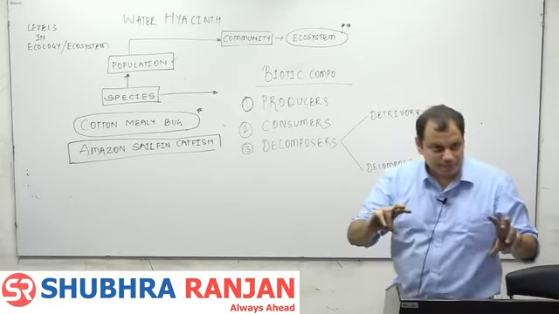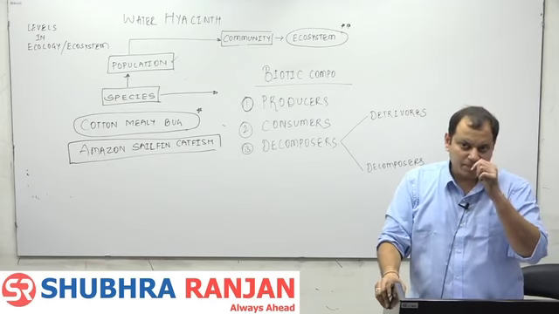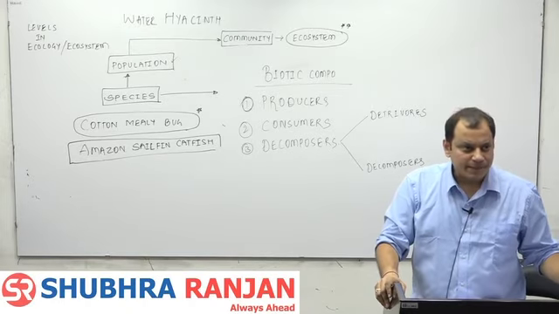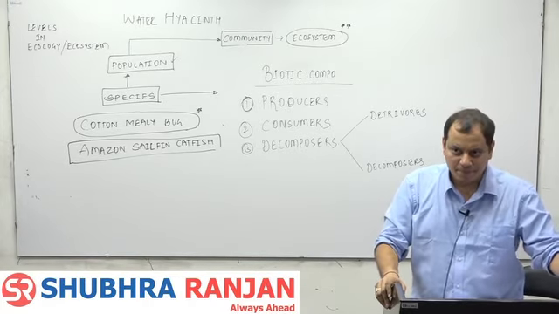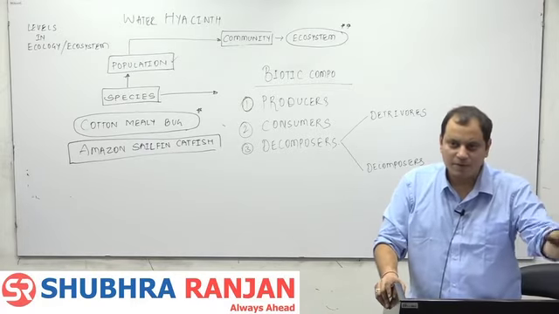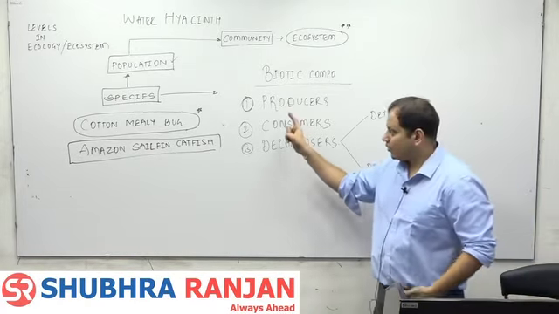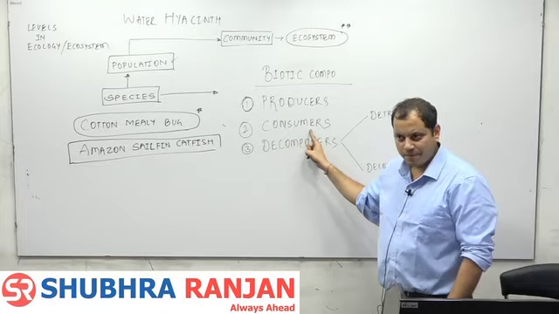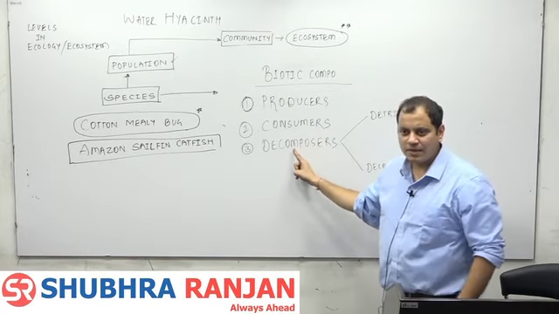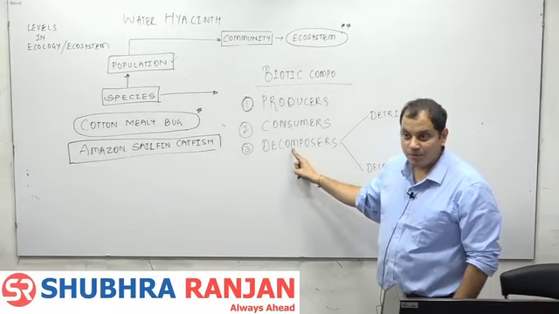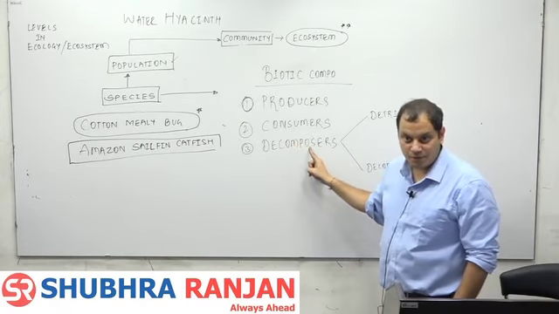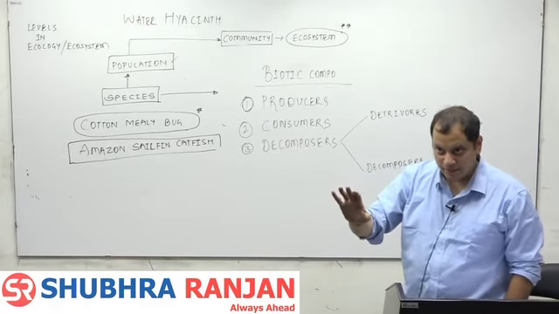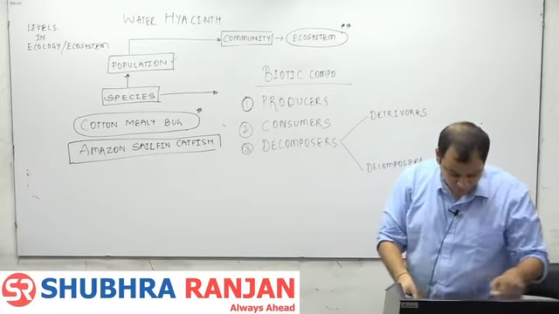Detritivores and decomposers. What is the basic difference between detritivores and decomposers? Don't write anything. Detritivores are the ones who will eat the dead. Decomposers help in breaking down after the eating. So remember, autotrophs, because they produce their own food. Heterotrophs, because they are dependent on the others. And these are saprophytes or saprotrophs, because they are based on secondary nourishment. Don't write anything. Fine?